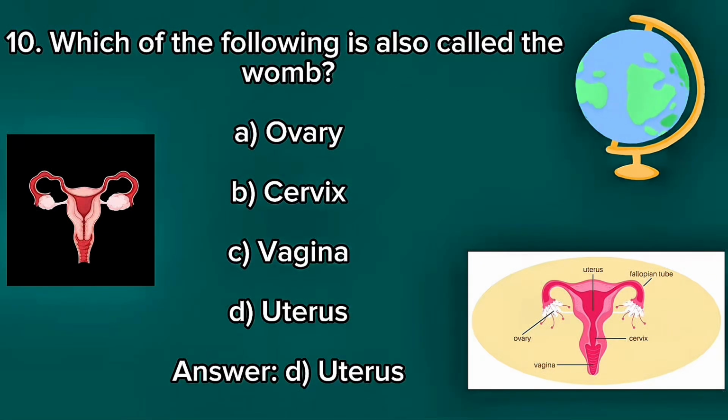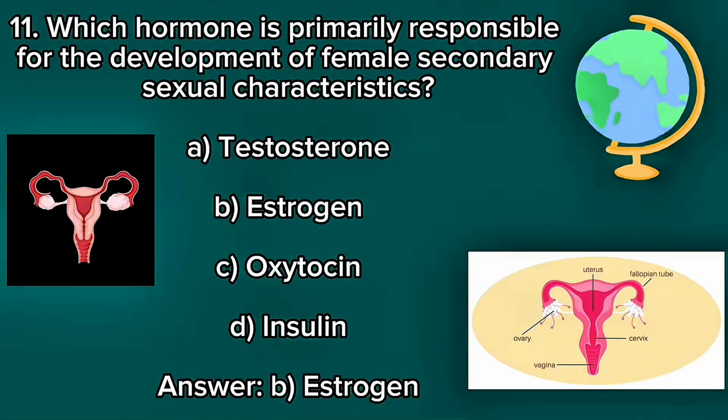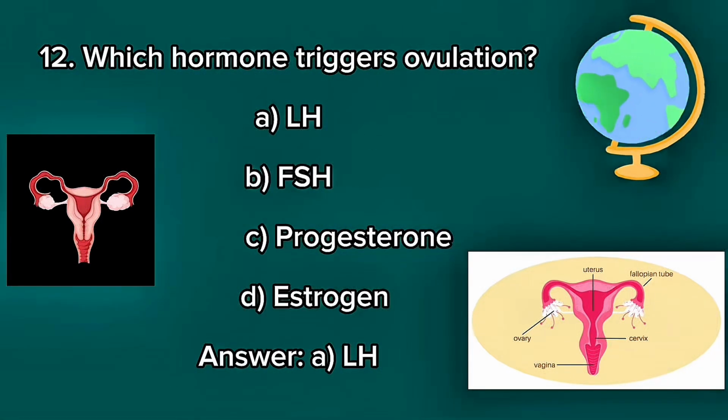Which of the following is also called the womb? A. Ovary, B. Cervix, C. Vagina, D. Uterus. Answer, D. Uterus. 11. Which hormone is primarily responsible for the development of female secondary sexual characteristics? A. Testosterone, B. Estrogen, C. Oxytocin, D. Insulin. Answer, B. Estrogen. 12.